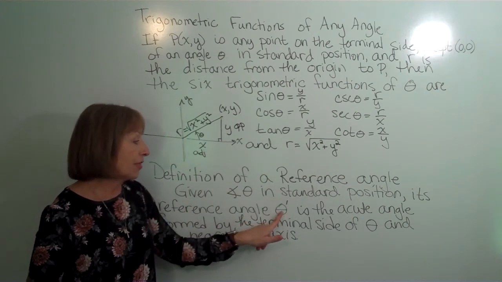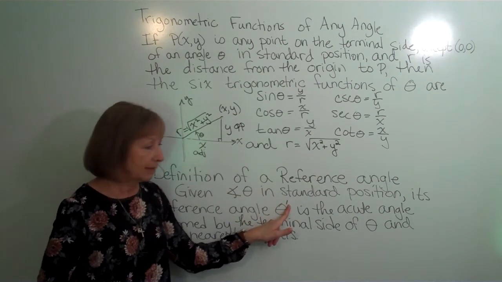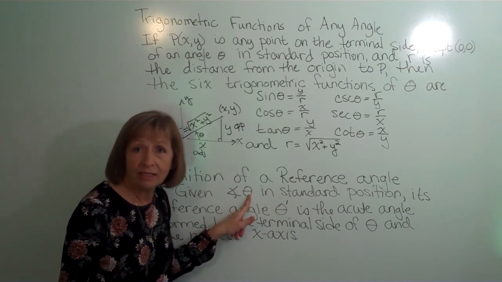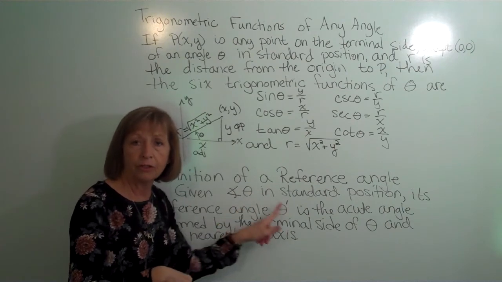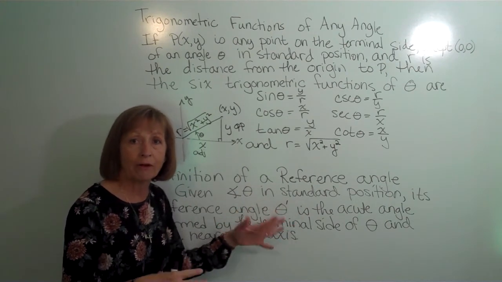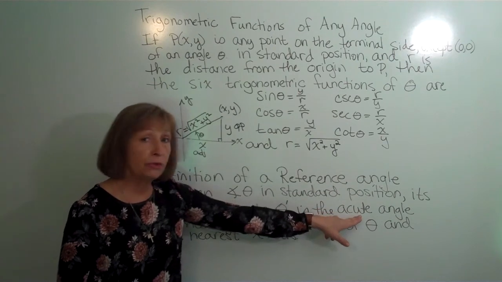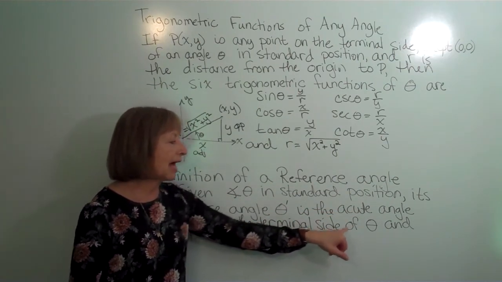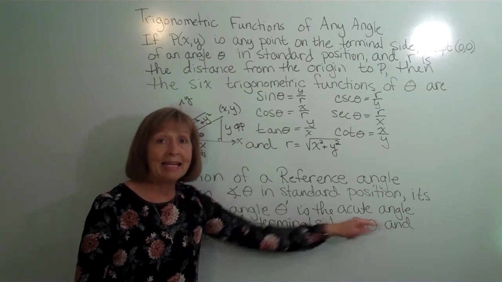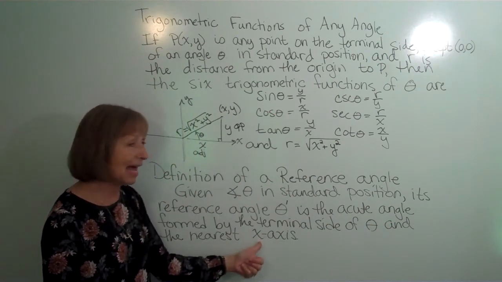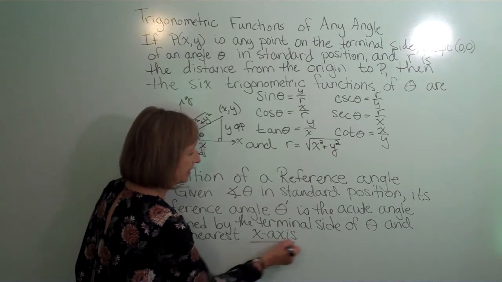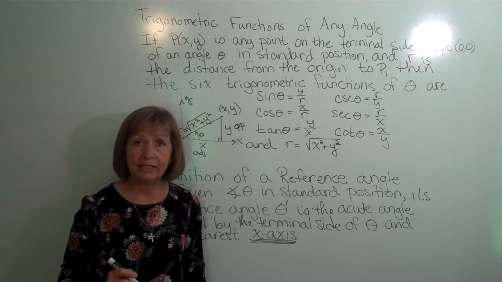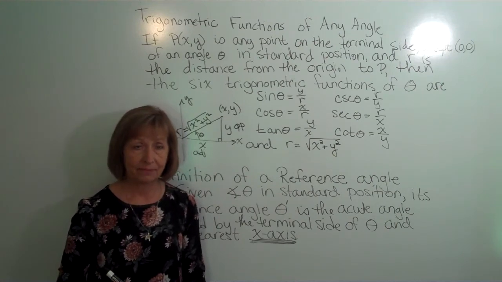Its reference angle, theta with a prime on it. So whatever the name of the angle is in the problem that you're working, you're going to write that angle with a prime on it for the reference angle, is the acute angle formed by the terminal side of theta and the nearest x-axis. So the nearest x-axis. Whenever I'm doing these reference angles, I need to go to the nearest x-axis.